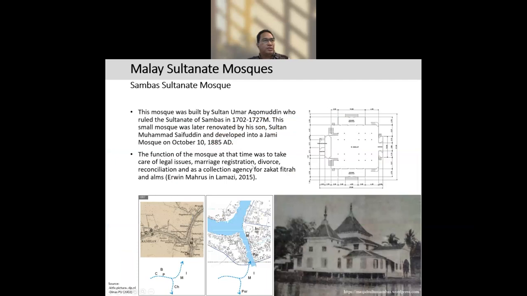The second mosque is the Sambas Sultanate Mosque. This mosque was built by Sultan Umar Akamuddin, who ruled the Sambas Sultanate from 1902 until 1927. It was later renovated by his son, Sultan Muhammad Safiuddin, and developed into a Jami Mosque on October 10. The function of the mosque at that time was to take care of legal issues, marriage registration, divorce, reconciliation, and as a collection agency for Zakat Fitrah.